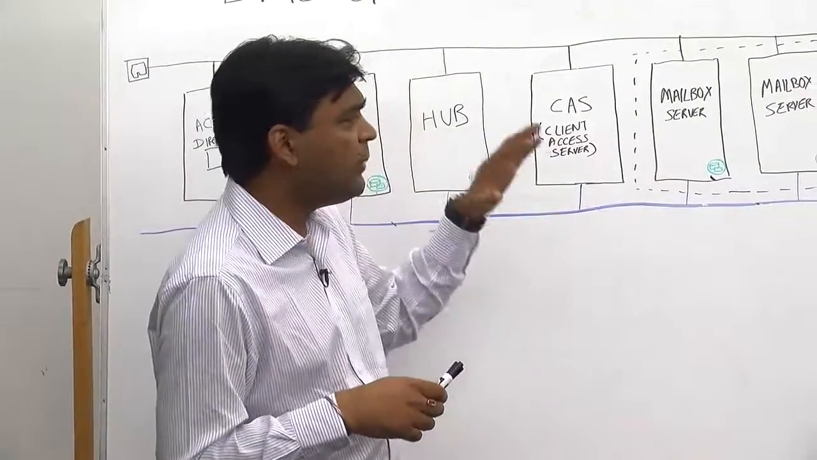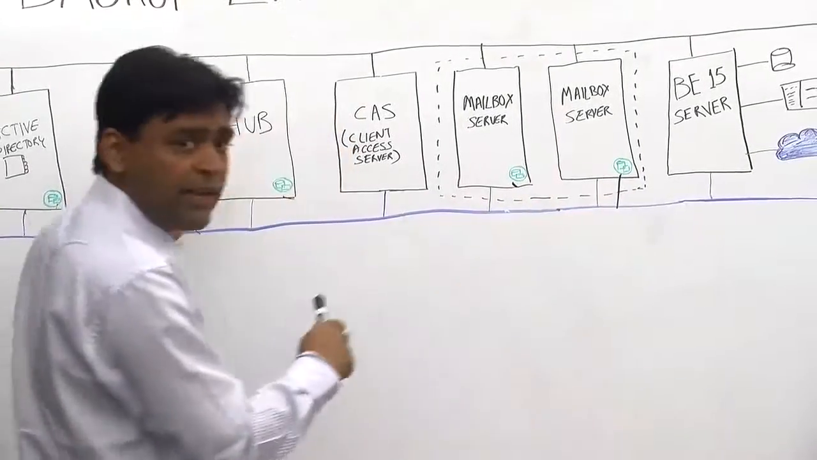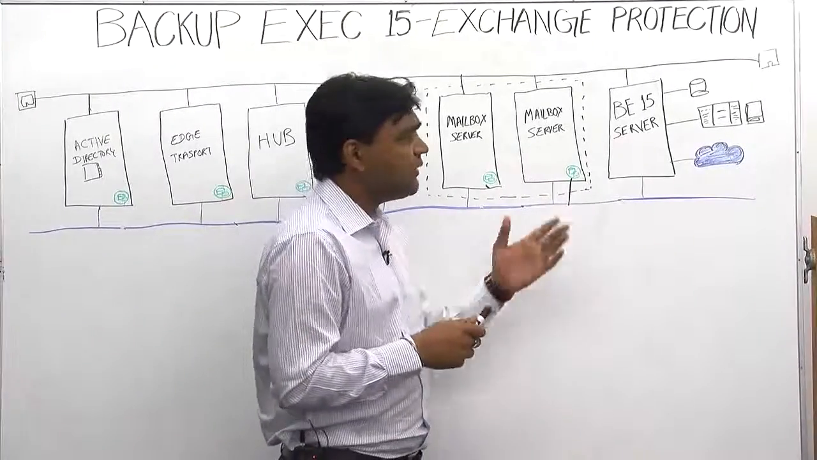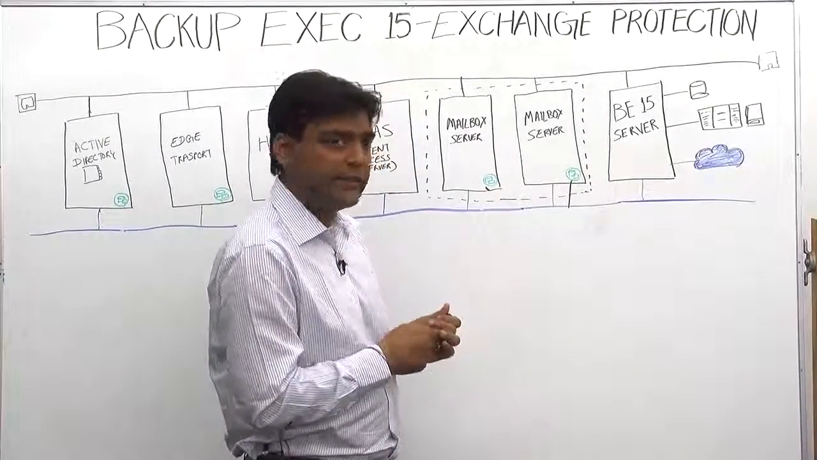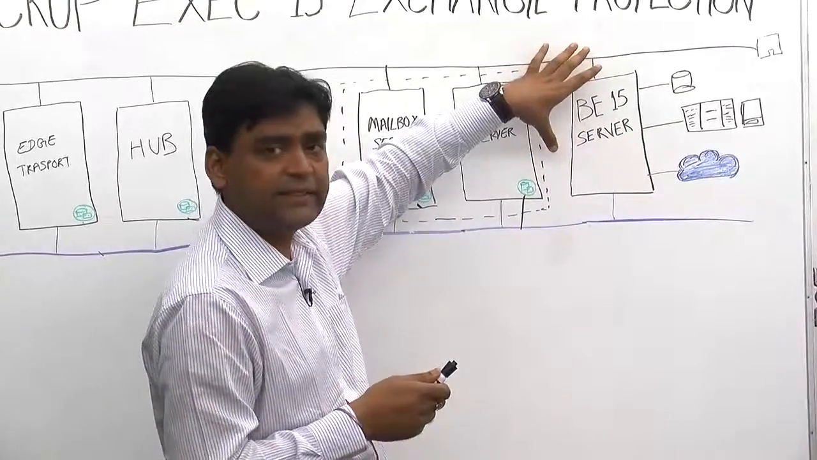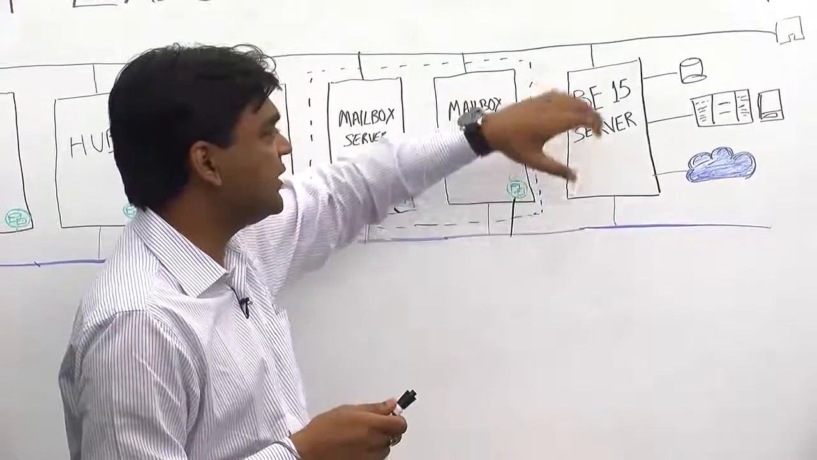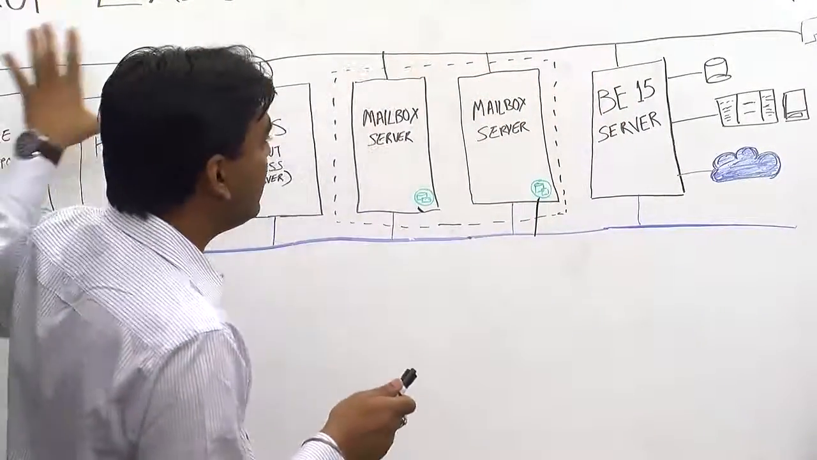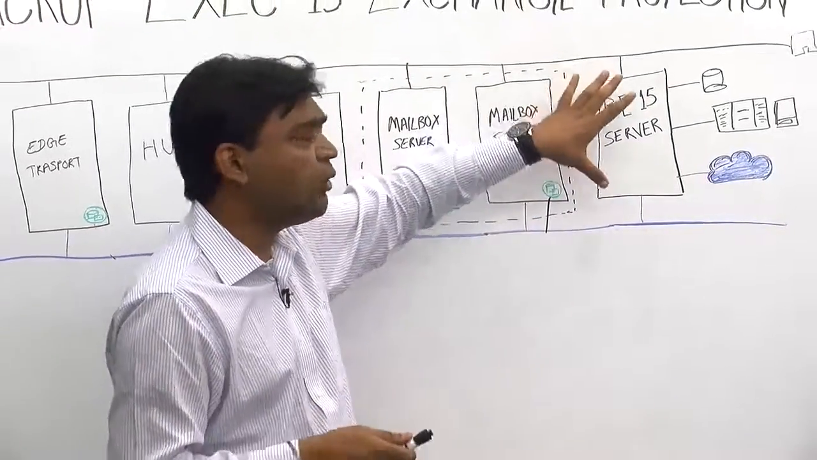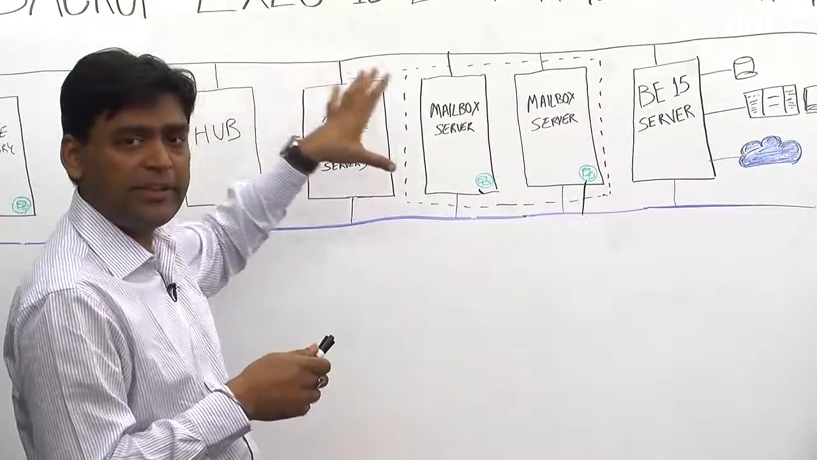So let's see how Backup Exec does the protection. This is an example diagram I have for you today, a beautiful one I have drawn. Let's look at the components involved in the backup process. The primary component involved in the backup process is the Backup Exec server itself. It owns the entire gamut of backup and recovery throughout the network. It owns the backup agents which will be deployed on your participating Exchange servers in the environment.